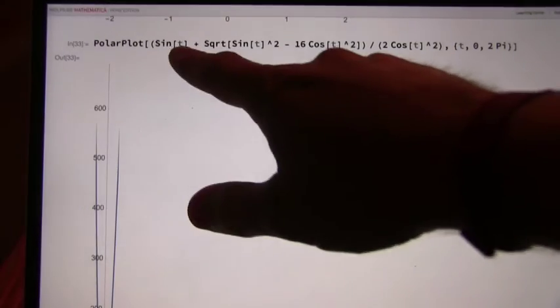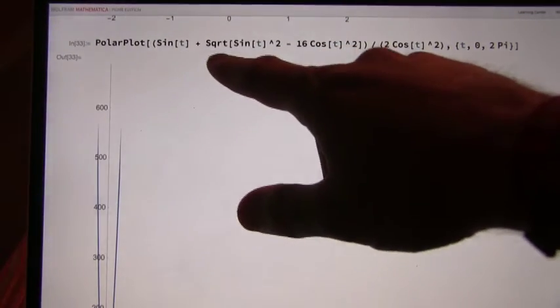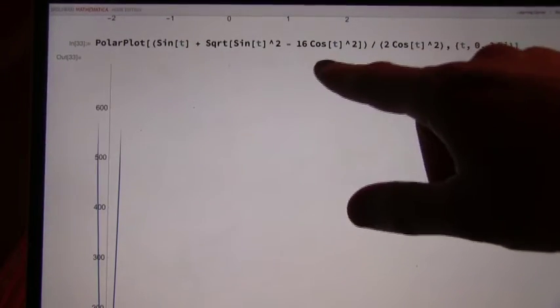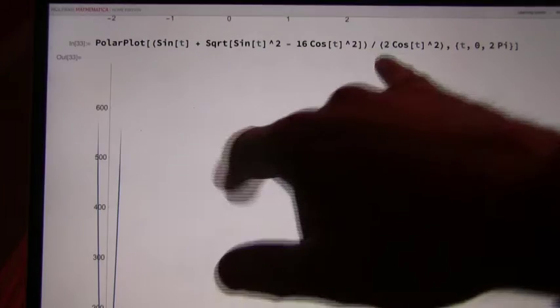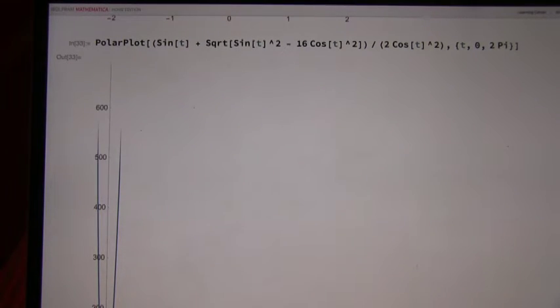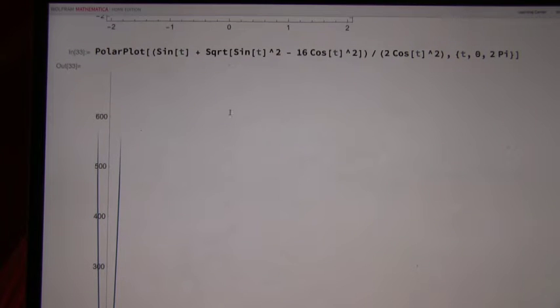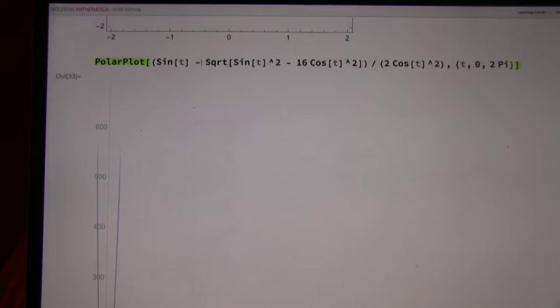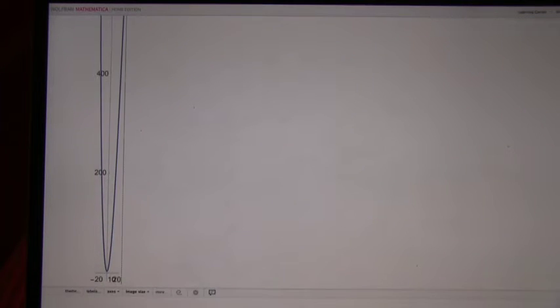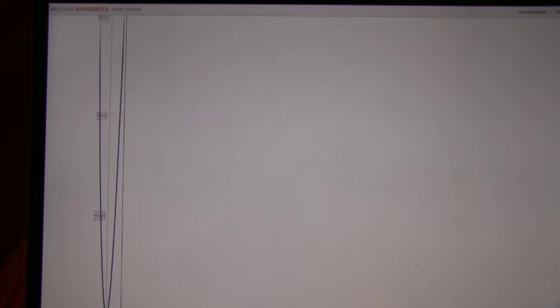Okay, so we have sine of t plus the square root of sine t squared minus 16 cosine t squared, divided by the whole quantity divided by 2 cosine t squared. And remember, you said we had a sine problem, but before we deal with the sine problem, at least it is a parabola, right? Even though I can't figure out how to make it display properly. Let's see what happens if I make it a negative here. Because we did have 2. Doesn't look like it changed. So interestingly, it seems to still be a parabola. So it seems to be double covering the parabola somehow.